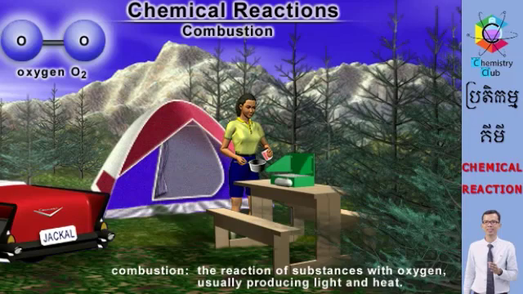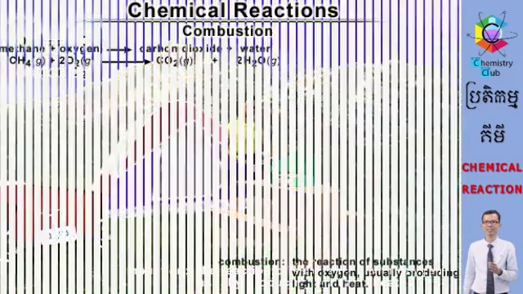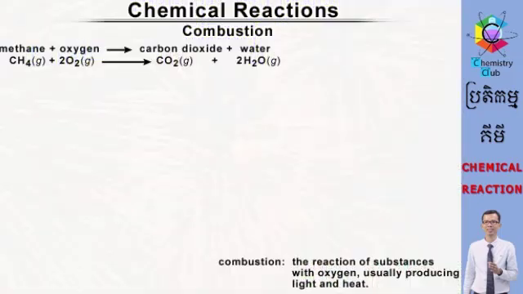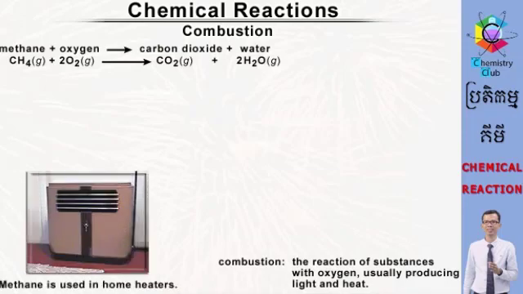Many important combustion reactions, such as those just mentioned, occur with organic molecules called hydrocarbons, which are made up of carbon and hydrogen. A simple combustion reaction occurs when methane is burned. Methane is the major component in natural gas, which is commonly used to heat homes.